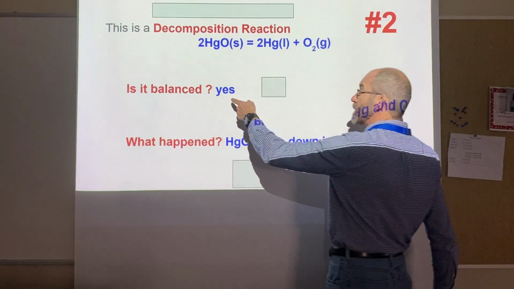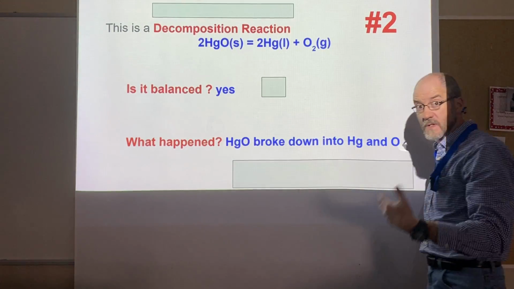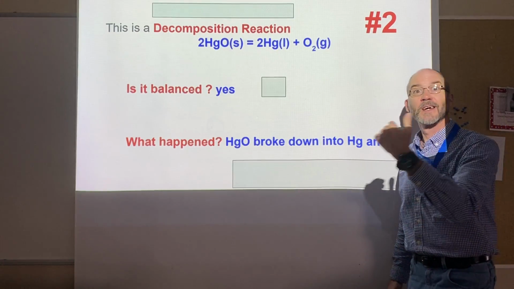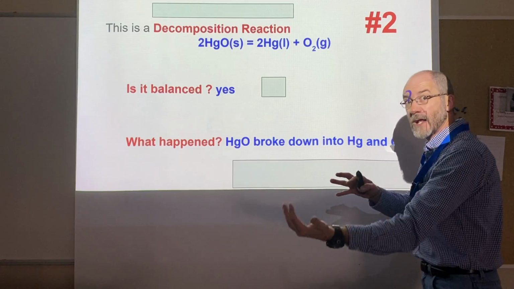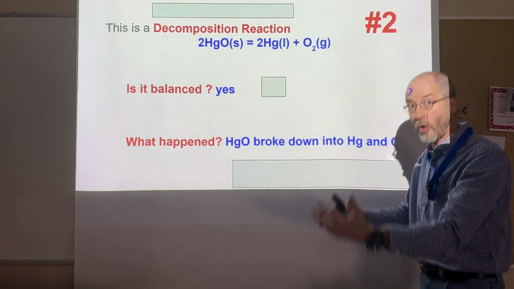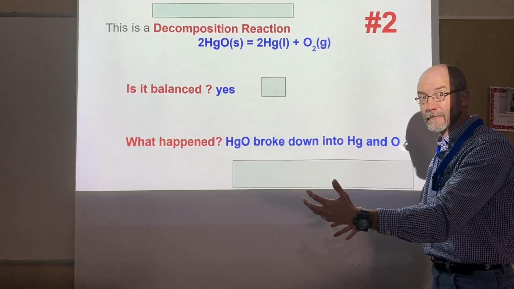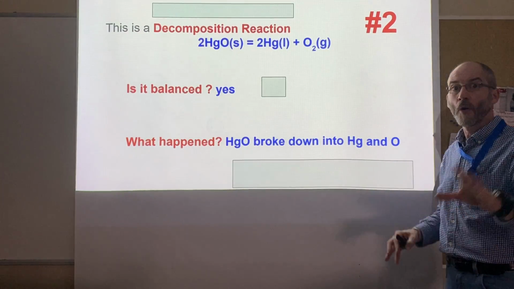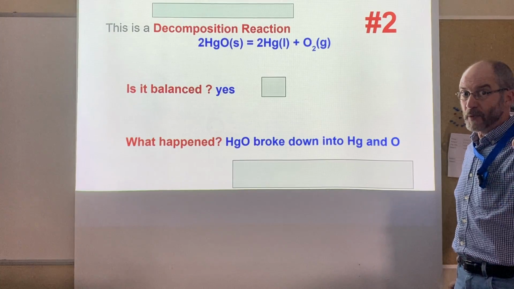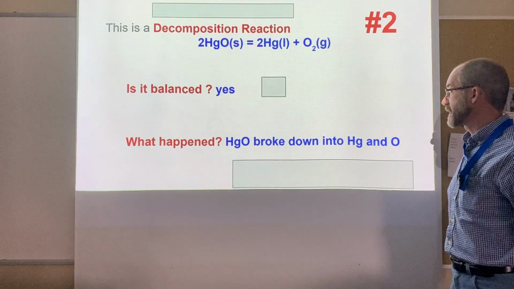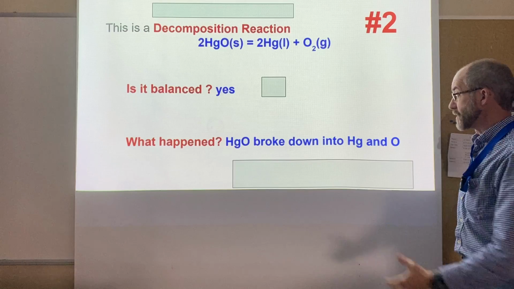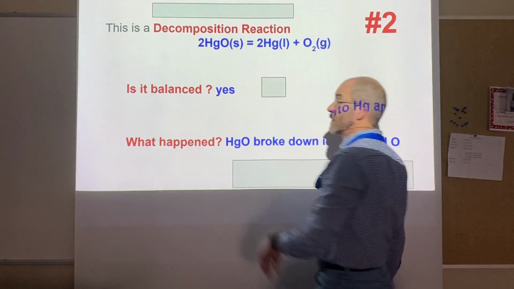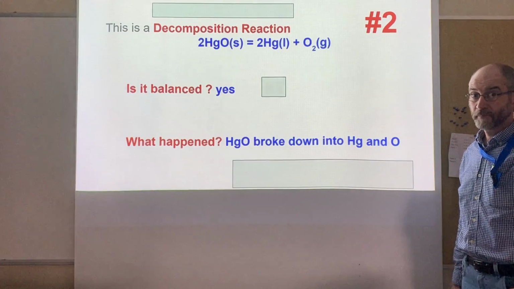Okay? So, is it balanced? Yes. And remember, we know how to make things balanced by using coefficients and making sure that we have the same number of atoms on both sides to meet the law of conservation of matter. But we really want to know in this discussion today what happened. Well, what happened is that mercury oxide broke down into mercury and oxygen. So that would be, by definition, a decomposition reaction.